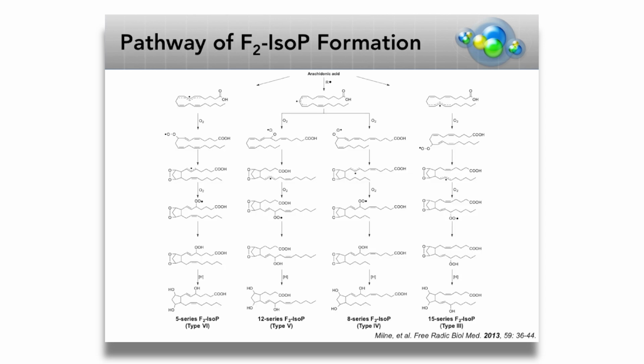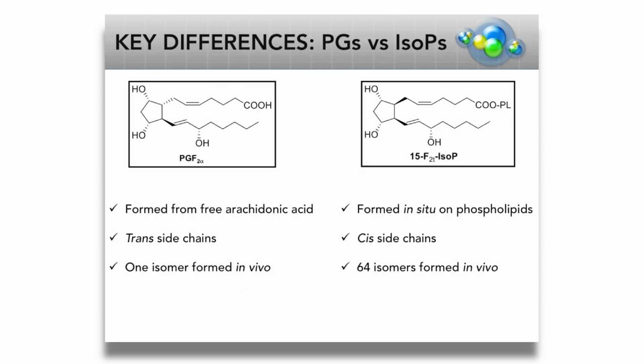This slide shows the pathway of F2 isoprostane formation. A radical species abstracts a hydrogen atom from one of 3 positions on the arachidonic acid backbone. This lipid radical then reacts with molecular oxygen, which undergoes rearrangement and cyclization. A second molecule of molecular oxygen is added, and it yields a family of different F2 isoprostane compounds. All of these molecules have the same molecular weight and are isomeric to prostaglandin F2 alpha, the product of the cyclooxygenase pathway. A total of 64 different stereoisomers are formed.